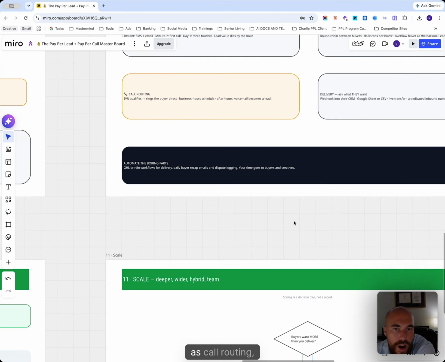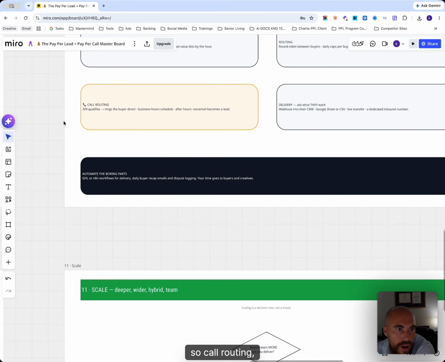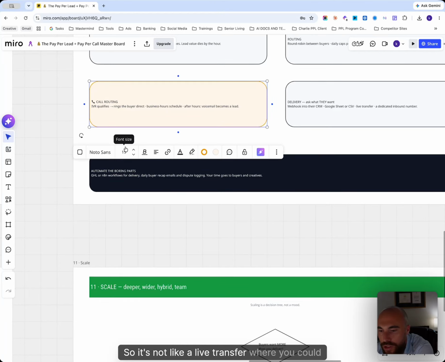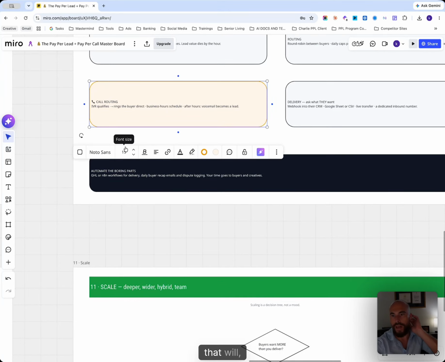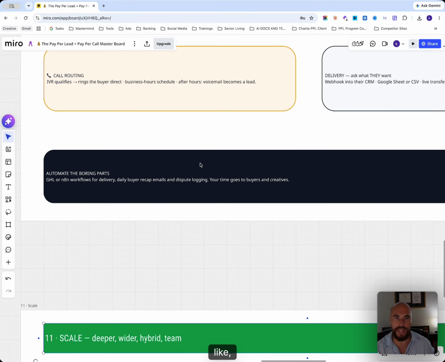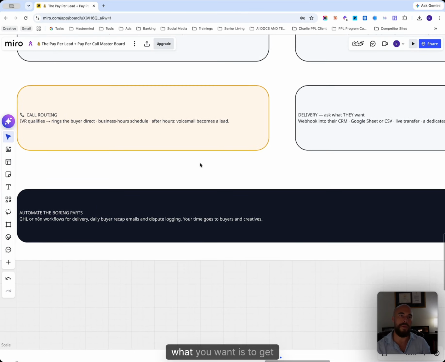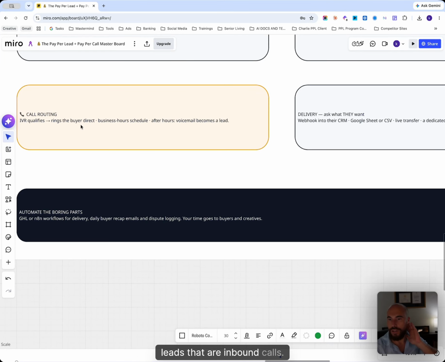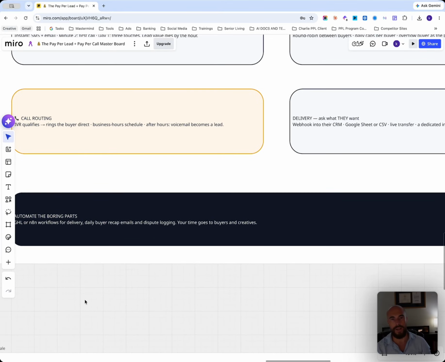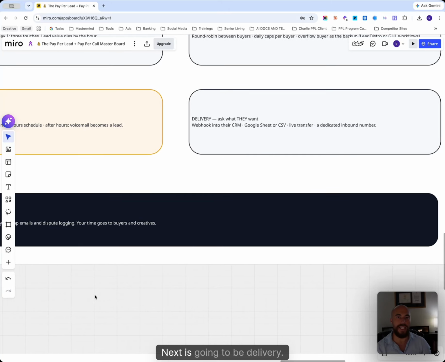Now, as far as call routing, okay? IVR will qualify them. It will ring the buyer directly, so it's not like a live transfer where you could potentially get people who, let's just say, drum up a bunch of cold leads and transfer them. That's a live transfer, and that's why some live transfers are very bad, because they got drummed up by a call center. But what you want is leads that are inbound calls. You do not want to sell live transfer calls. They suck because, listen, it's like some guy in India who's drumming up all the business. So don't do that.